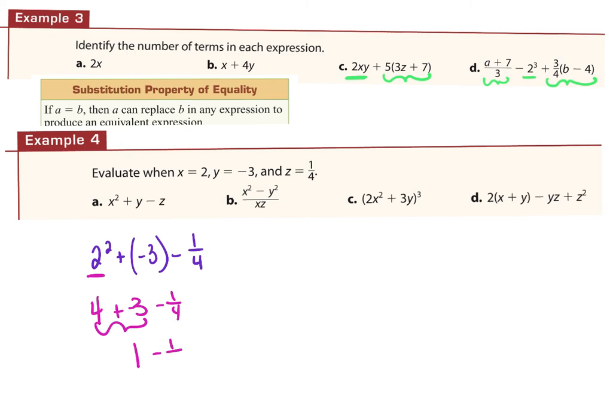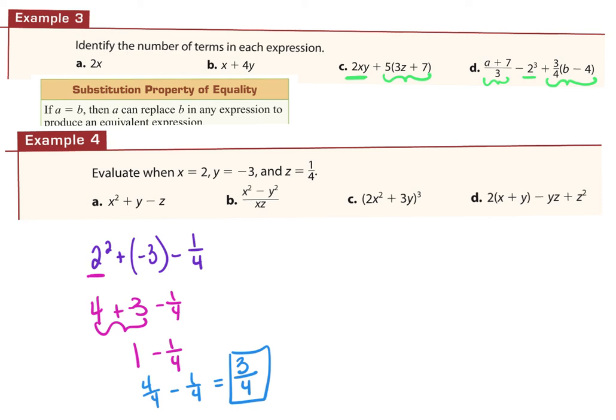1 minus 1/4. I don't actually have to get a common denominator if I don't want to, but I can because I actually know this is going to be 3/4 left over. Anytime you just have a 1 with a fraction, you can just put denominator over denominator. So it's going to be 4/4 automatically. Minus 1/4 is going to give me what? 3/4. Yep. And I am done.